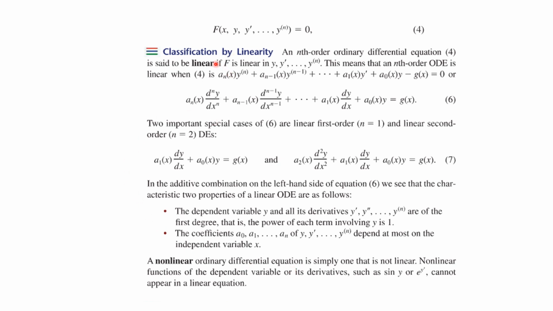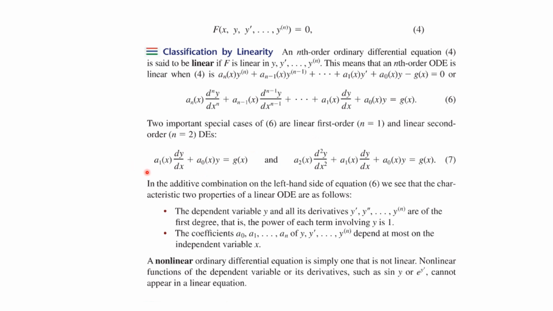We can also talk about whether they're linear or not. So an nth order ordinary differential equation is said to be linear if F, this one, is linear in those variables. This means that it's linear when it looks like this. Notice that the a's can be any function as long as they're only of one independent variable. And we can move the g of x to the other side, and that would be the same thing.